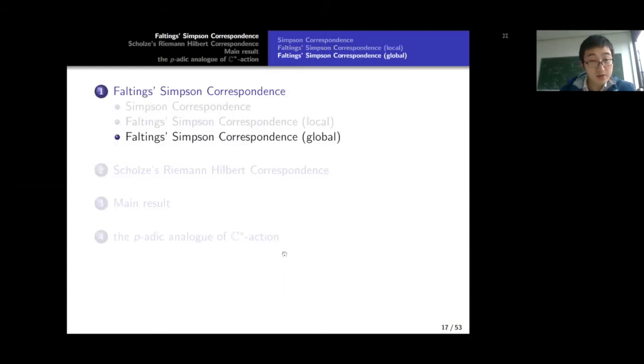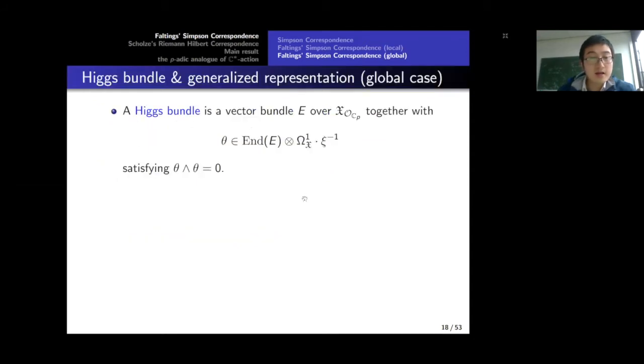Now we can introduce the Faltings' Simpson correspondence in the global case. In the global case, a global Higgs bundle is defined to be a vector bundle E together with an endomorphism of E with values in Ω^1 multiplied by this ξ inverse, which satisfies the integrability condition. And similarly as in the local case, we can define this small Higgs bundle.